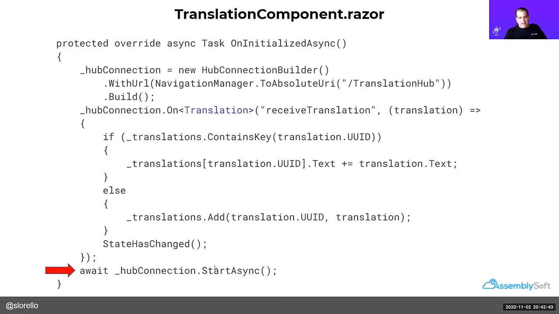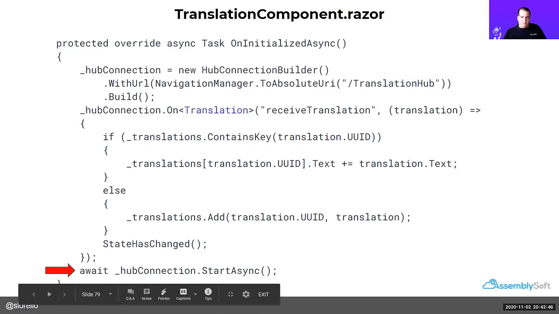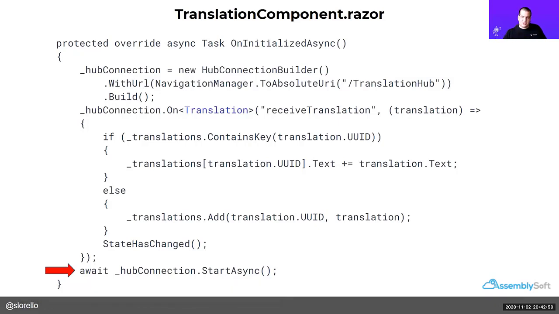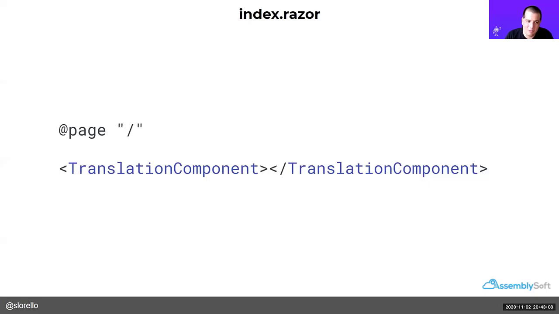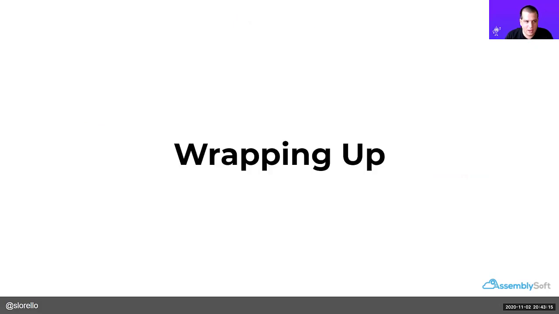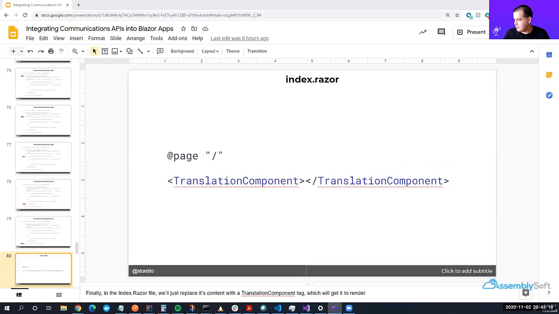And then finally, outside of that event listener, we will add a call to start the hub connection, which will connect us to the SignalR service on our server. And then outside of this, we also have the IDisposable pattern implemented. So it'll actually clean up this hub connection when this translation component tears down. Finally, in the Index.razor file, we'll just replace its contents with the translation component tag, which will get it to render. And then, yeah, that was it for that one.